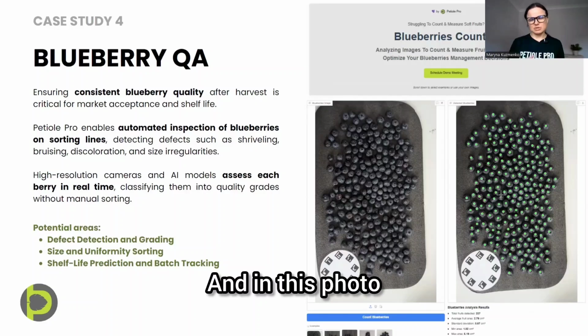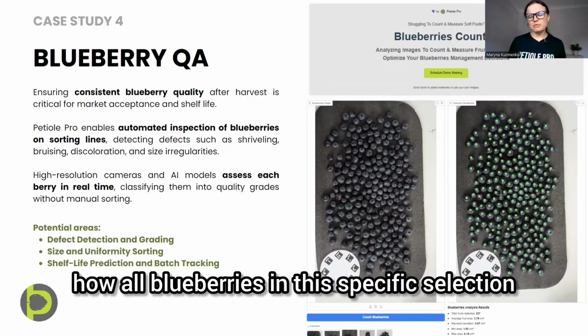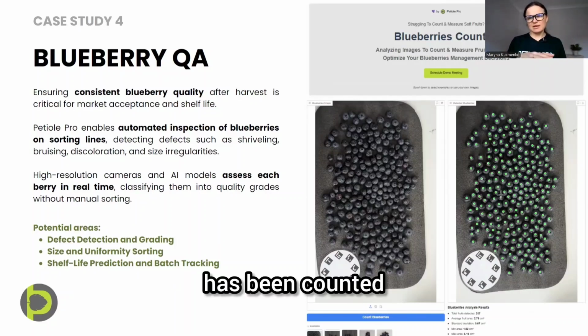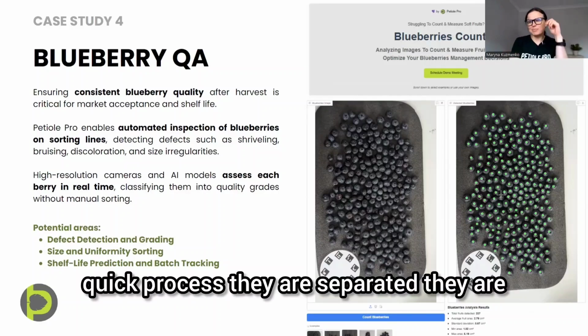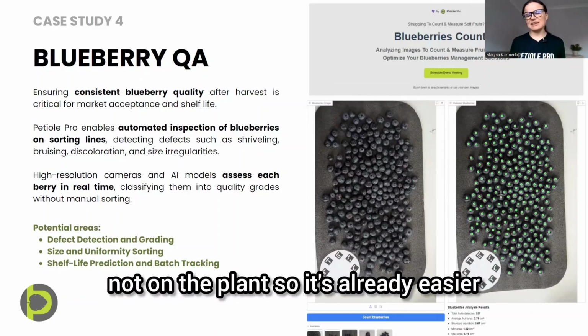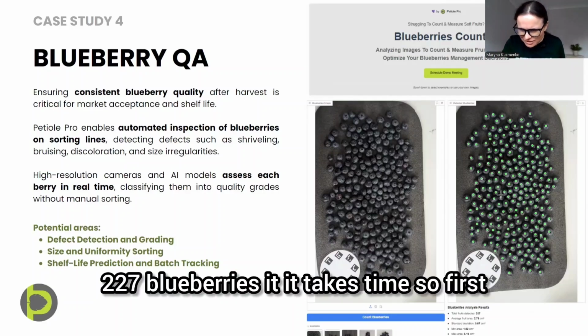In this photo, which you can see on the right hand side of the screen, there is a demonstration of how all blueberries in this specific selection have been counted. Because yes, counting looks like a quite quick process. They are separated, they are not on the plant, so it's already easier. But still, to count how many of them, 227 blueberries, it takes time.